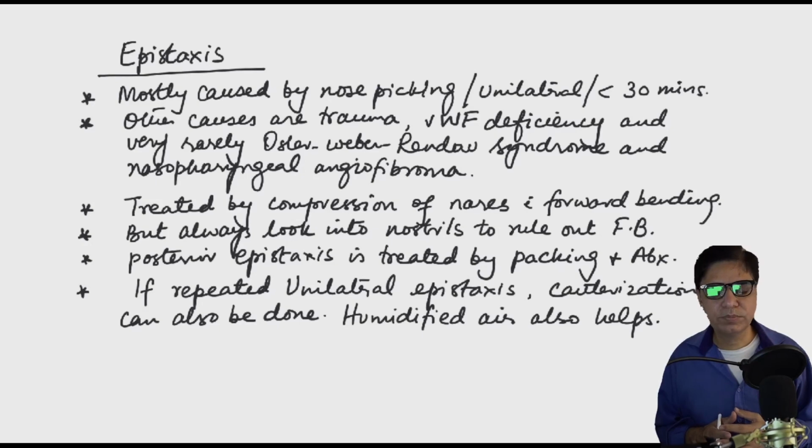And then we talked about epistaxis and told you that epistaxis is usually caused by digital trauma. It is treated by pressure and forward bending. If it is recurrent, then you can think about cauterization or treating the underlying condition if you find any. Okay, so this was all about these conditions.